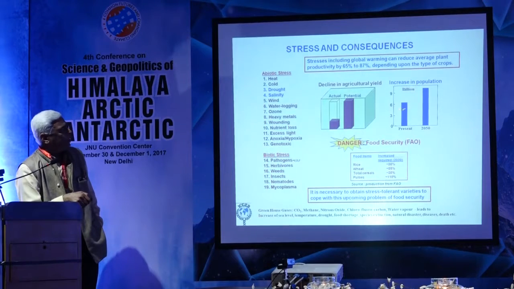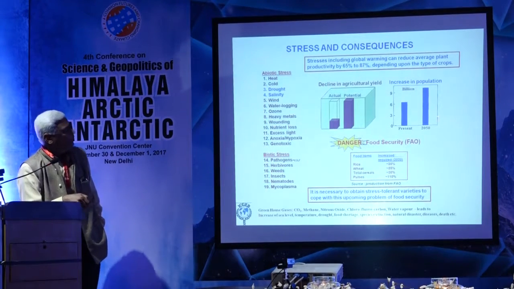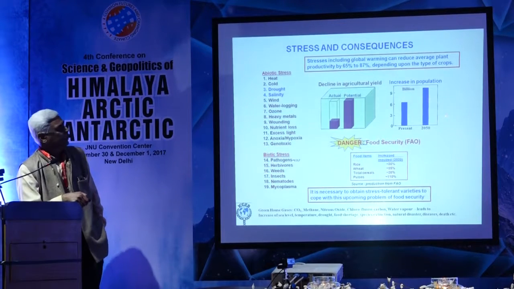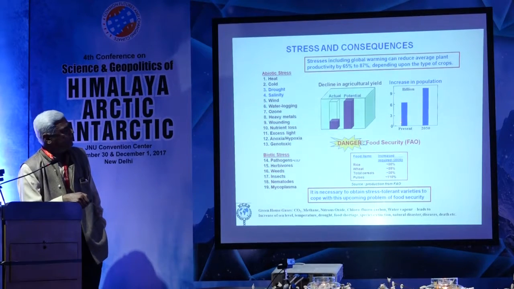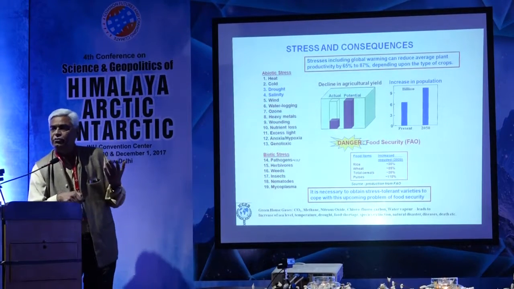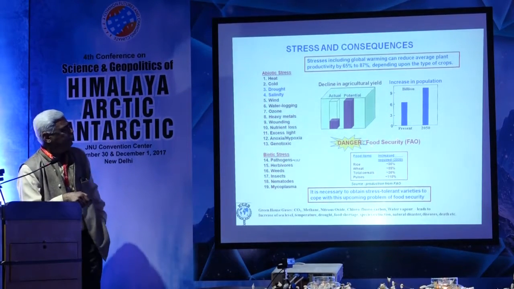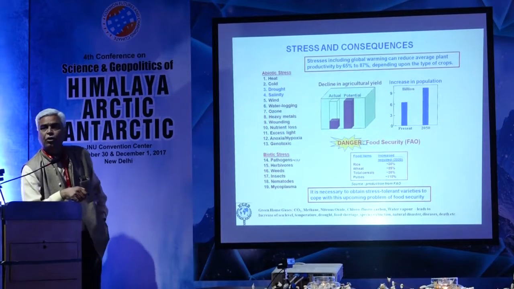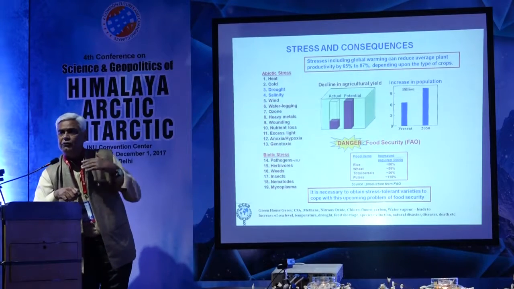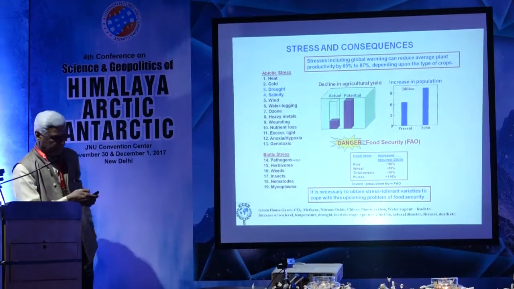On the other hand, our population is increasing. In 2050 it is going to be close to 10 billion, from 6 to 10 billion, and production is not increasing with that. So in future there will be a problem and food security will be in danger. That's why it is very important to develop stress tolerant varieties so that we can cope with this negative impact.